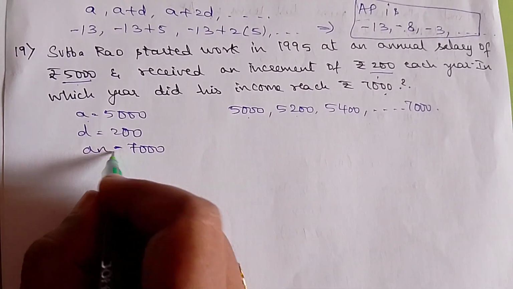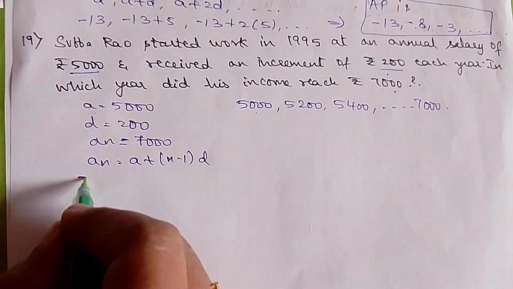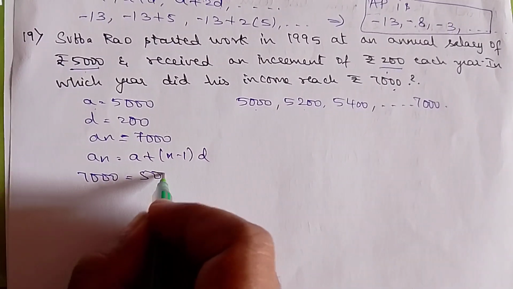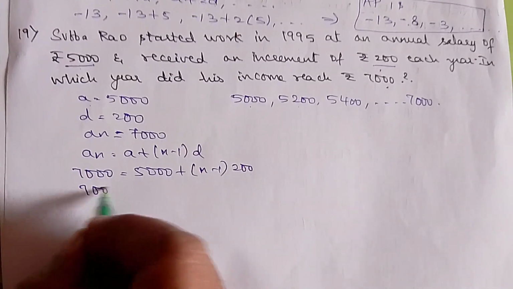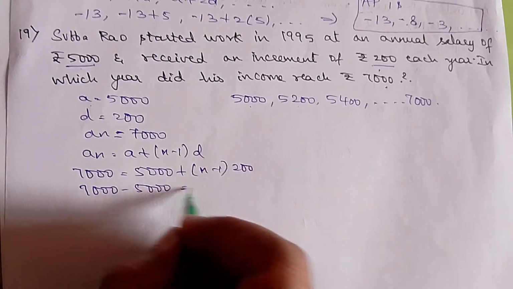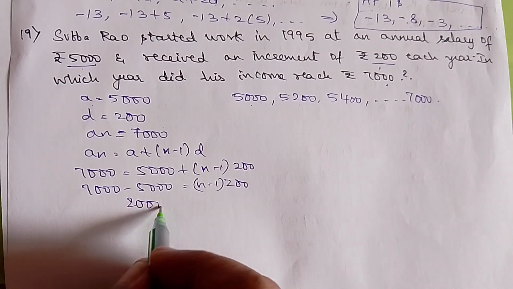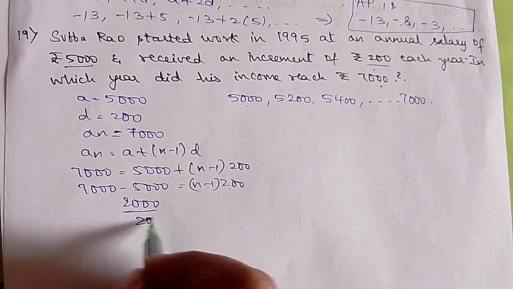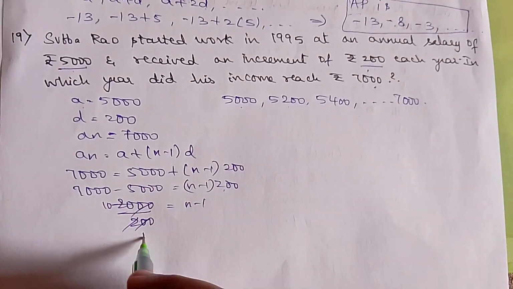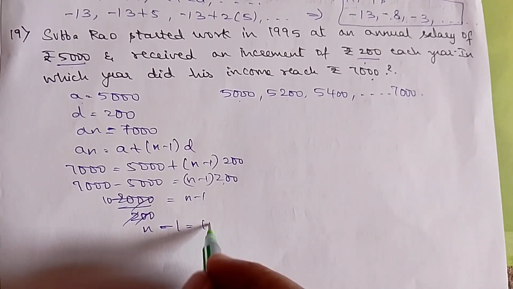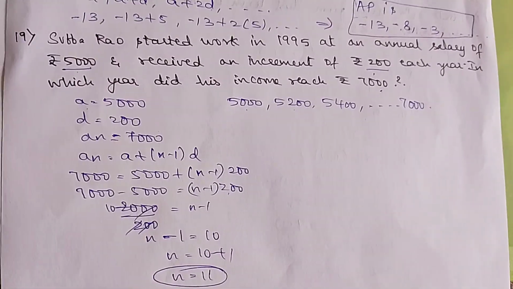So first we will find out N. AN is equal to A plus N minus 1 into D. 7,000 is equal to 5,000 plus N minus 1 into 200. So we will shift 5,000 to the other side, 7,000 minus 5,000 is equal to N minus 1 into 200. So when you subtract, you will get 2,000. I'll shift this 200 down. So 2,000 by 200 is equal to N minus 1. 2 1s are, 2 10s are. So N minus 1 is equal to 10. N is equal to 10 plus 1. So N is equal to 11. Now we have got 11.